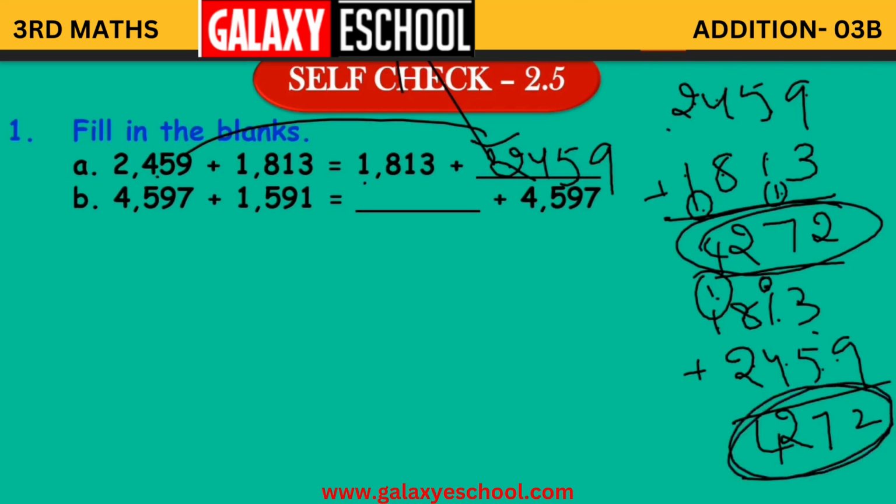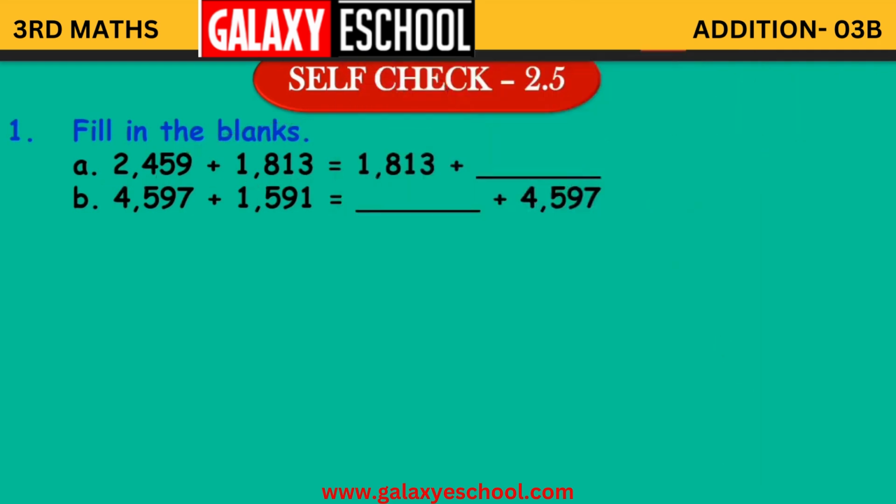So we can say that 2459 plus 1813 is equal to 1813 plus 2459. With the help of what? With the help of commutative property. Yes, children, with the help of commutative property. Now look at the next question. 4597 plus 1591 is equal to dash plus 4597.